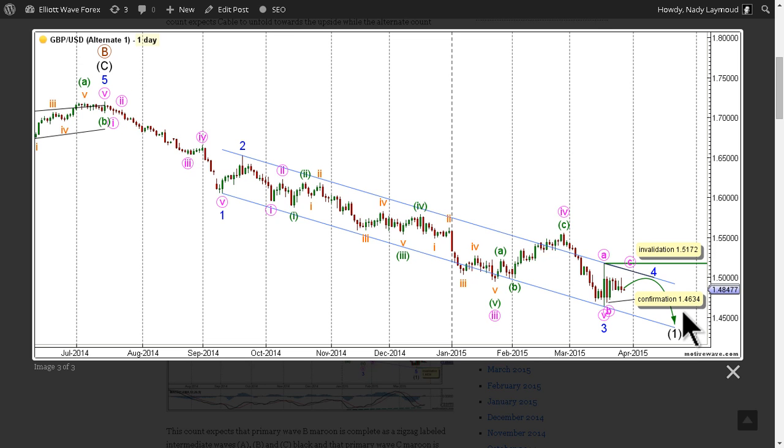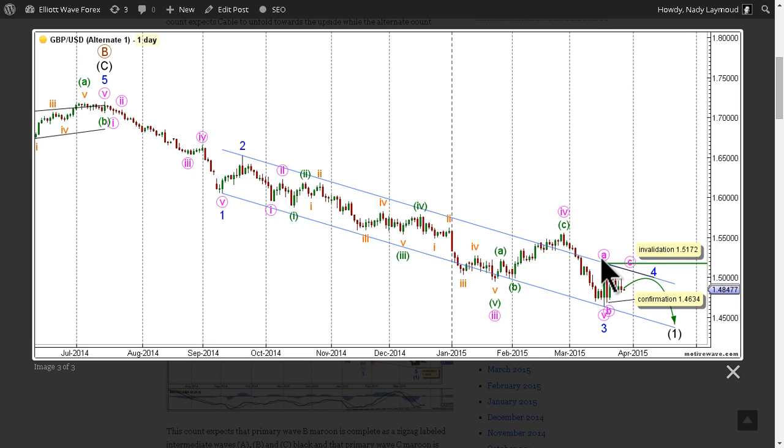will be able to calculate a target for the completion of wave 5 blue once we have confirmation on the daily chart that wave 4 blue is complete and that wave 5 blue is underway, and then we will be able to calculate a target for wave 5 blue as a thrust out of a triangle. This count would be invalidated by movement above 1.5172, as within a triangle, wave C pink may not exceed the end of wave A pink.